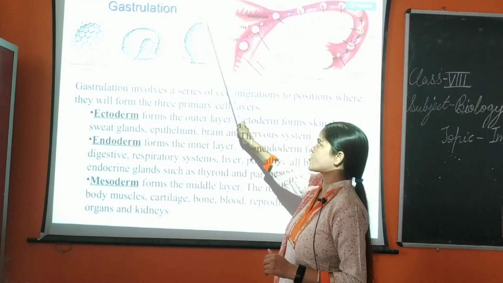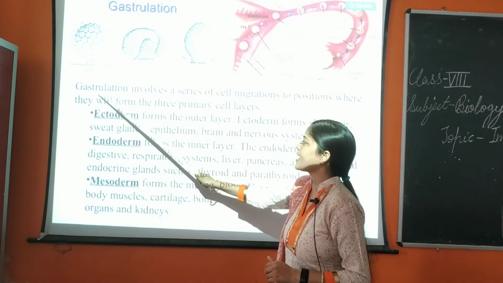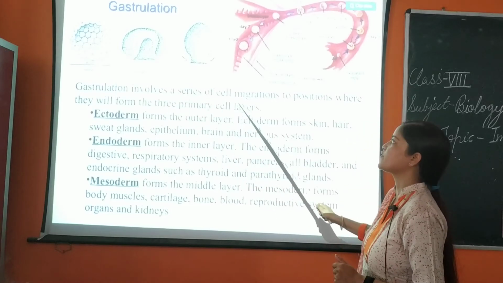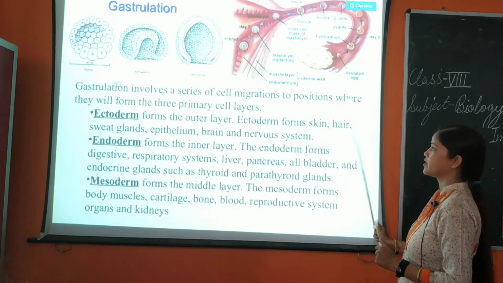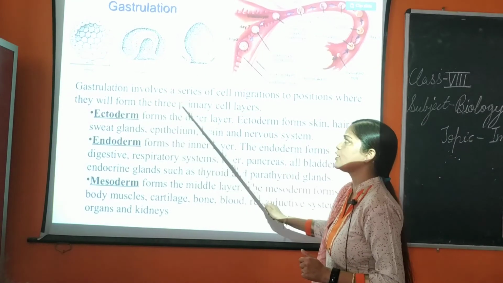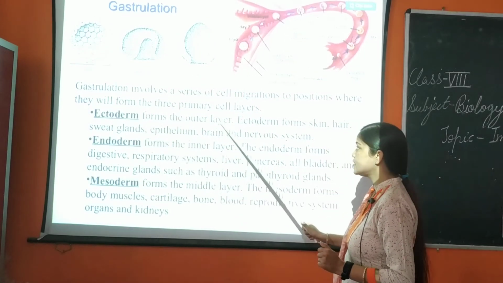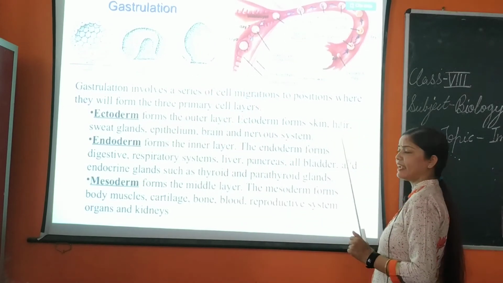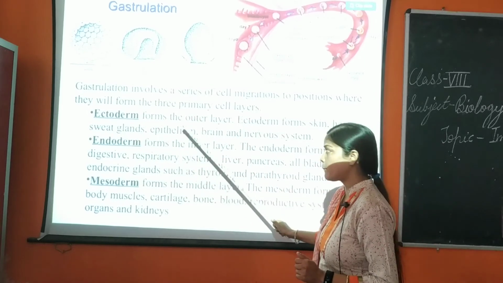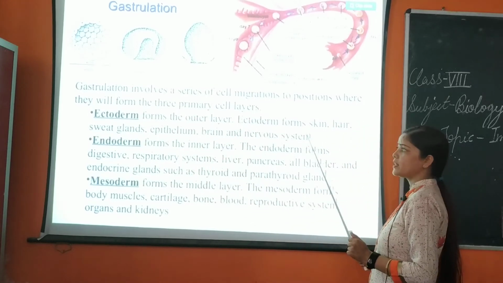Now, differentiation, that is gastrulation. Gastrulation involves a series of cell migrations to positions where they will form the 3 primary cell layers. Ectoderm forms the outer layer. Ectoderm forms skin, hair, sweat glands, epithelium, brain, and the nervous system.